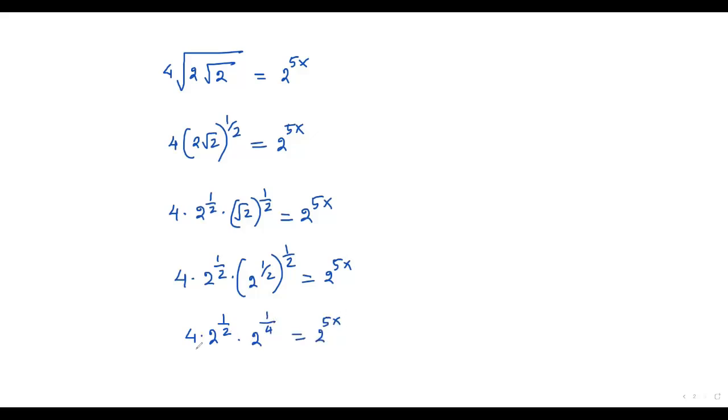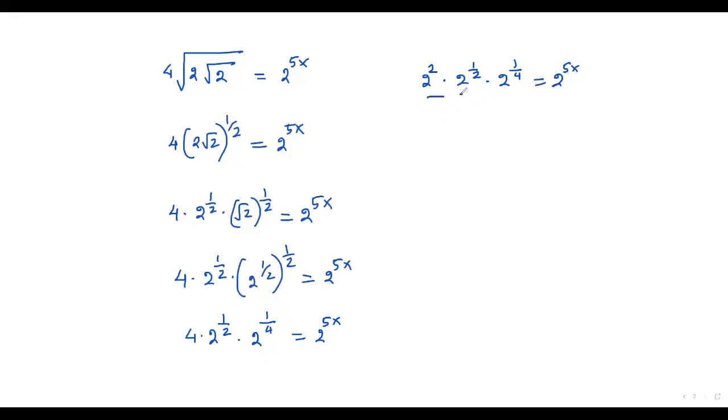Here 3 terms are multiplied on the left side. Here the base is 2, here the base is 2, but for the first term the base is not 2, but we can write this 4 as a power of 2, then it will be 2 squared. Let me do it on the next step. So the 4 can be written as 2 squared times 2^(1/2) times 2^(1/4) equals 2^(5x).